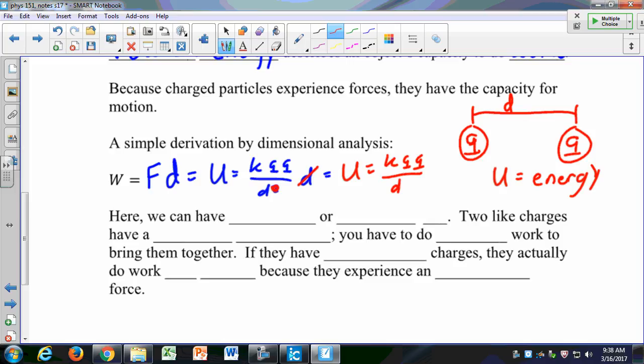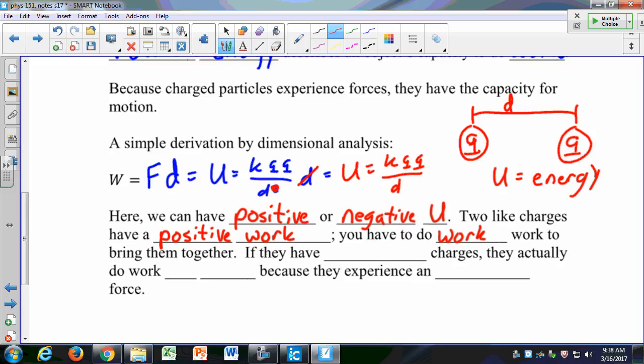Okay, so here we can have positive or negative energy. Two like charges have a positive work. You have to work to bring them together. Two positive charges here. They feel an attractive force or a repulsive force as I'm moving them closer? Do they feel attractive or repulsive? Two positive charges. Repulsive. Like charges repel.